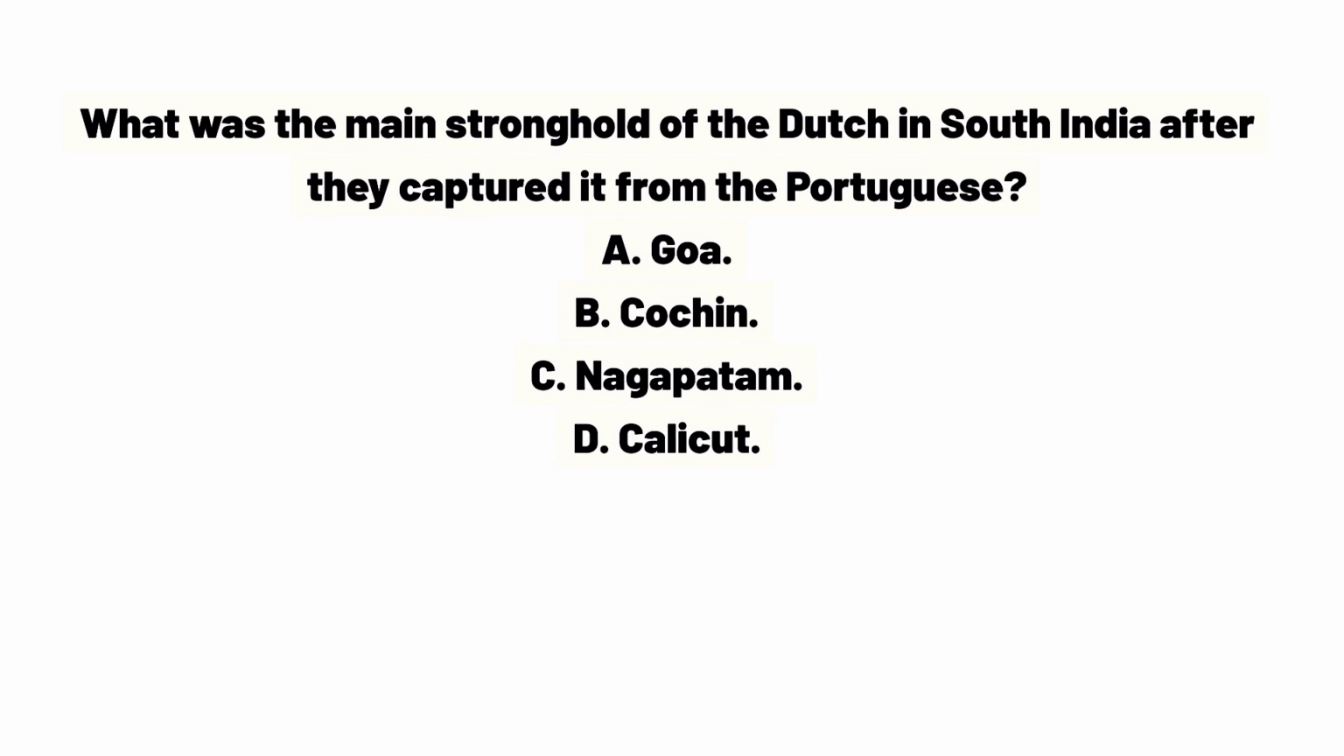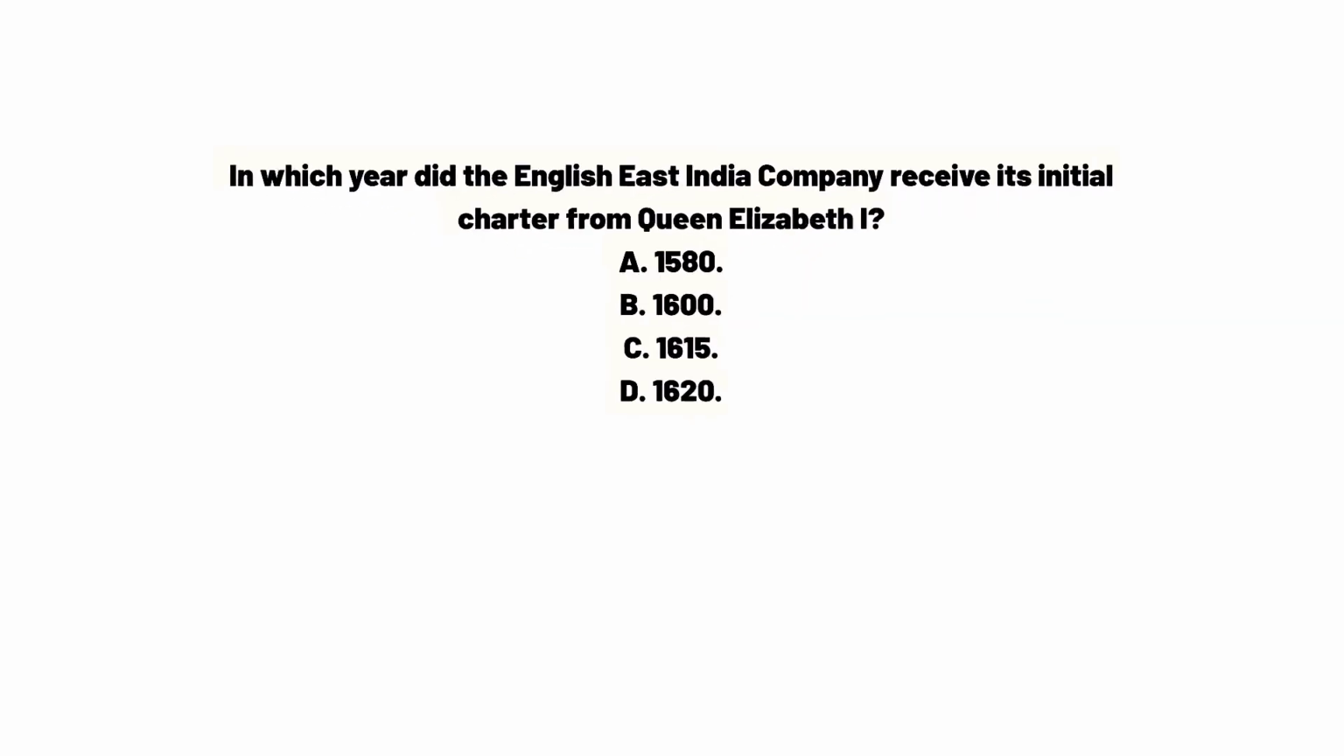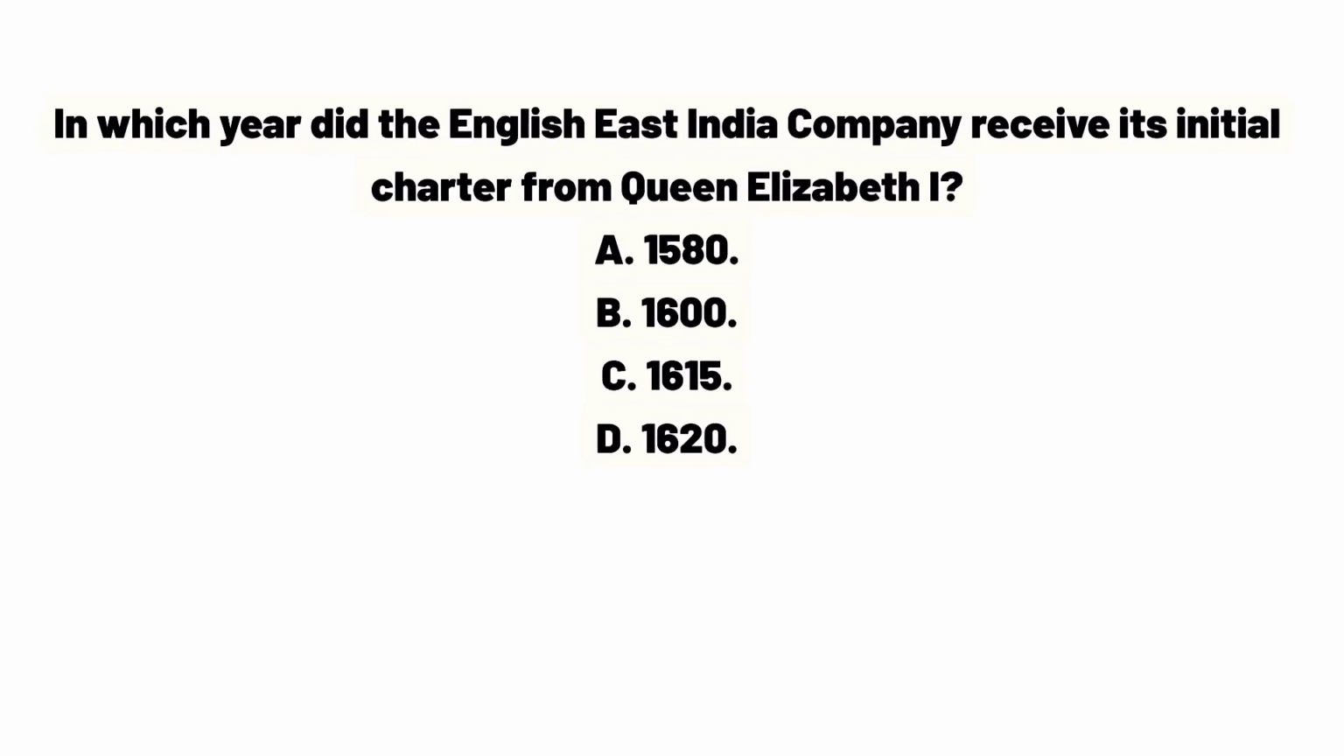What was the main stronghold of the Dutch in South India after they captured it from the Portuguese? A. Goa. B. Kochi. C. Nagapattam. D. Calicut. Answer: C. Nagapattam.